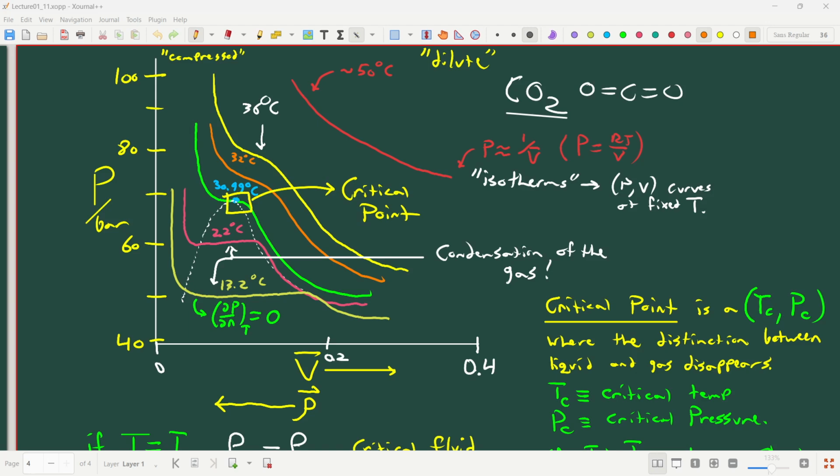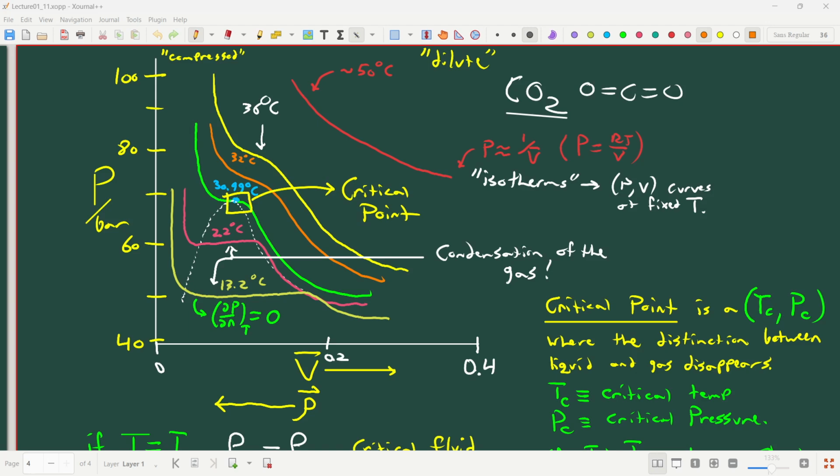So at high temperature, we see this thing that looks like an ideal gas. It looks like the pressure is 1 over the molar volume. The pressure is proportional to the density. It goes up like this, just like the ideal gas law would suggest. But as we start to cool, we start to see these non-ideal isotherms. Remember, an isotherm is a pressure volume curve at fixed temperature.